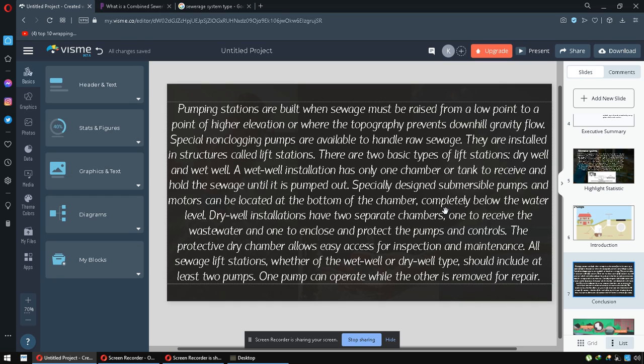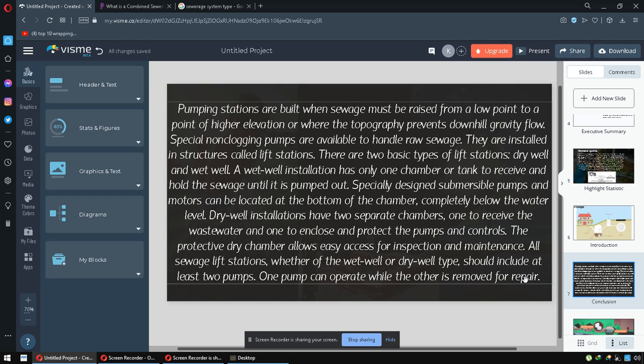There are two basic types of lift station, a dry well and a wet well. A wet well installation has only one chamber or tank to receive and hold the sewage until it's pumped out. Specially designed submersible pumps and motors can be located at the bottom of the chamber, completely below the water level. Dry well installations have two separate chambers, one to receive the wastewater and one to enclose and protect the pumps and controls.